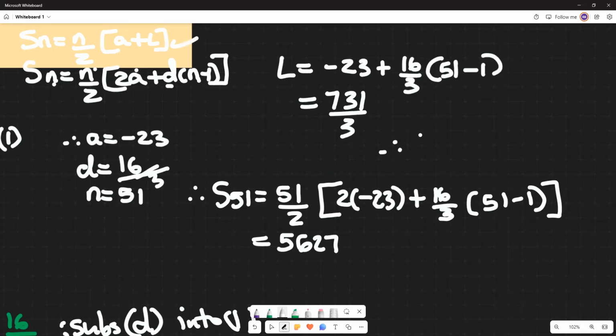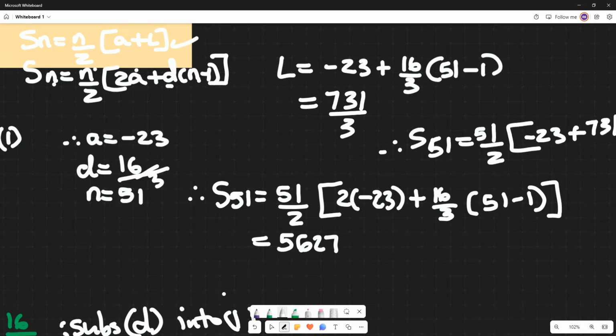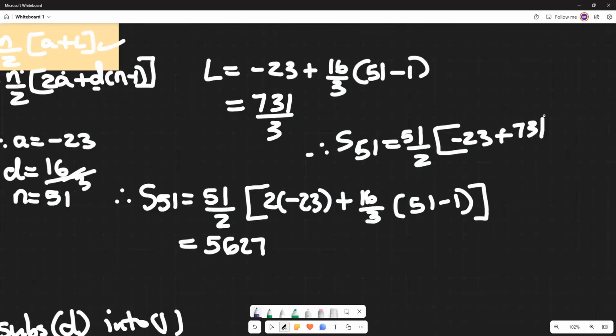Now we can say, okay, therefore, S51 using this formula is going to be 51 over 2. Your A is the first term, which is negative 23. Your L is the last term, which is gotten by just substituting how many terms you are adding. If you are adding 51 terms, it means the last position is 51. So you need to find T51, which is the value of the last term. So that is 731 over 3.